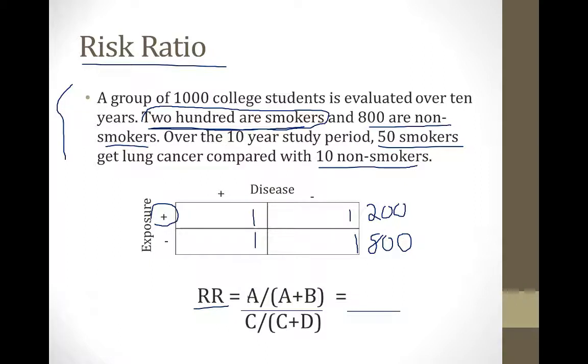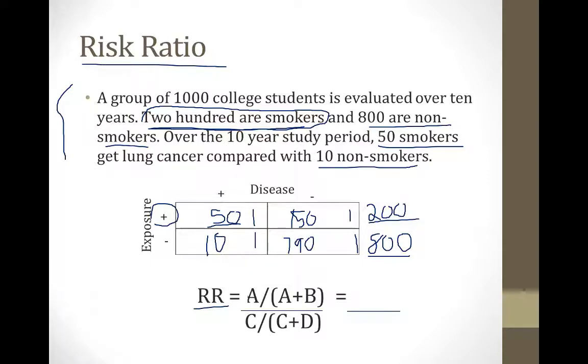Next, they tell us that 50 smokers get lung cancer. So that number 50 goes right here because this top left quadrant always includes exposed patients who got disease, and smokers who get lung cancer are exposed patients with disease. And then they tell us 10 non-smokers got cancer. So that number 10 goes down here. Now we still have two blank quadrants, this one and this one, but we can figure out those numbers by deducing them from the totals. So if there were a total of 200 smokers and 50 got cancer, that means 150 must have not gotten cancer. And if there were a total of 800 non-smokers and 10 got cancer, this means 790 must have been cancer-free.